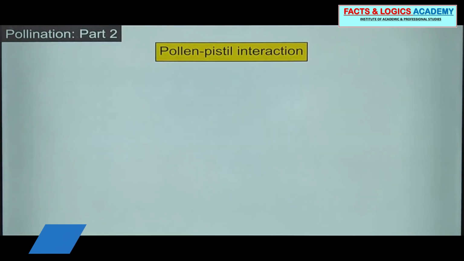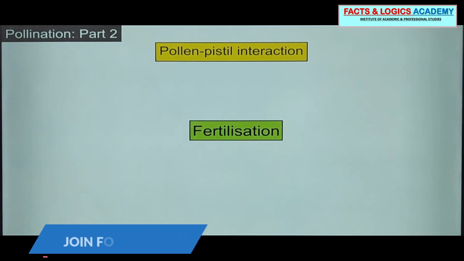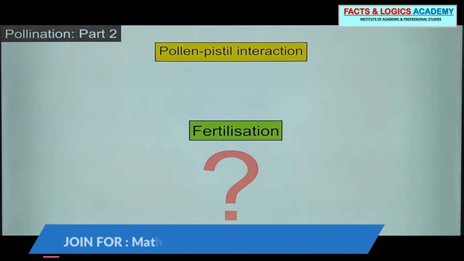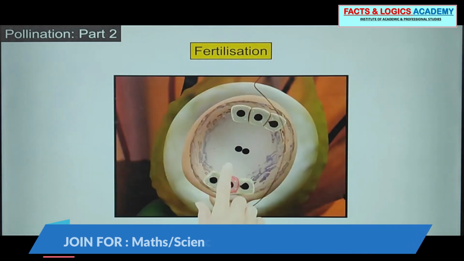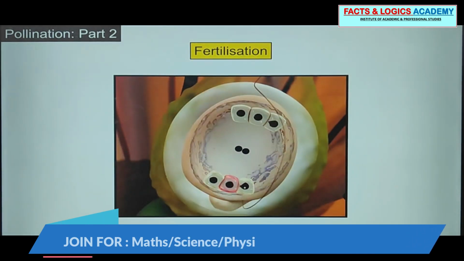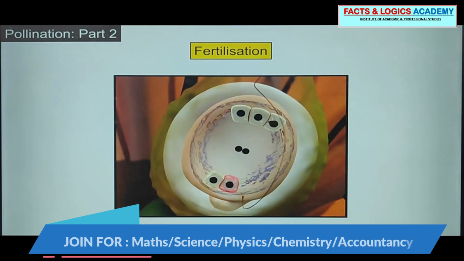Well, now the process of fertilization takes place. But how? Well, after entering one of the synergids, the pollen tube releases the two male gametes into the cytoplasm of the synergid. One of the male gametes moves towards the egg cell and fuses with its nucleus, thus completing the syngamy. This results in the formation of a diploid cell, the zygote.